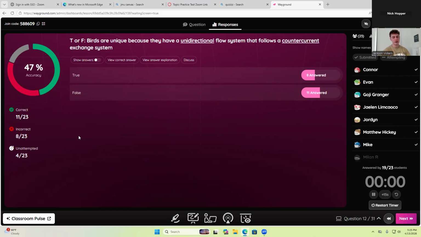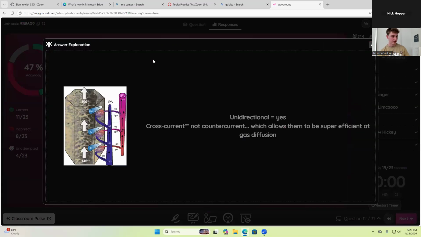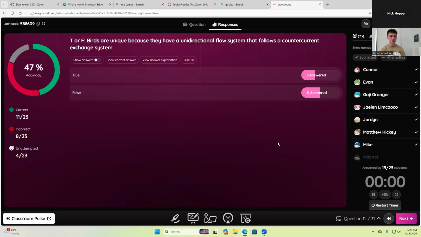they do have a unidirectional flow system, so that's true, but it's not called a countercurrent. Instead, it's called a cross current for birds, because birds have this unique thing. Maybe I have a photo. Okay, good. Cross current lets them be super efficient with gas diffusion because we have blood flow that's perpendicular to the air movement, and that's unique. That's unlike, I think, most other animals. But yeah, good thing to know: cross current, not countercurrent, for those guys.